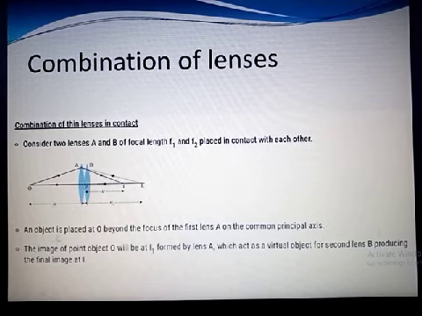Okay, so an object is placed at O. O is the place where the object is kept, at the first focus of the first lens A and on the common principal axis. These two lenses have the common principal axis. Okay, an image of point object O will be at I1.